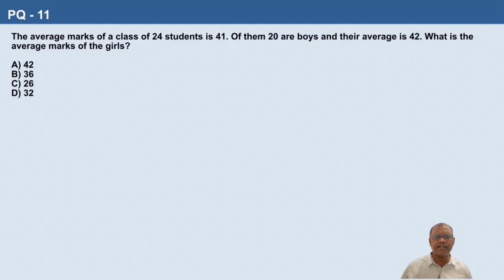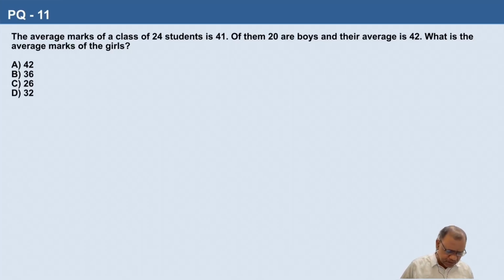Question number 11. The average marks of a class of 24 students is 41. Of them, 20 are boys and their average is 42. So, what is the average marks of the girls? The average marks of the total class of 24 students is 41.